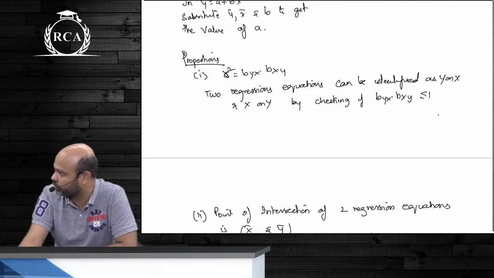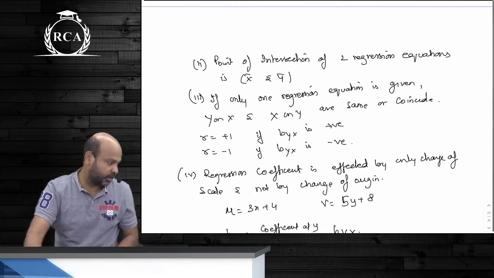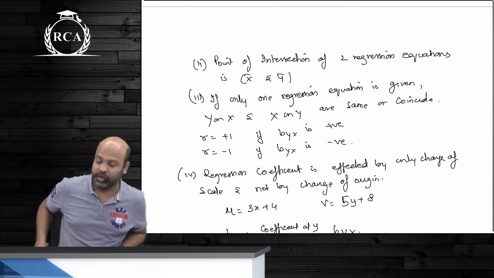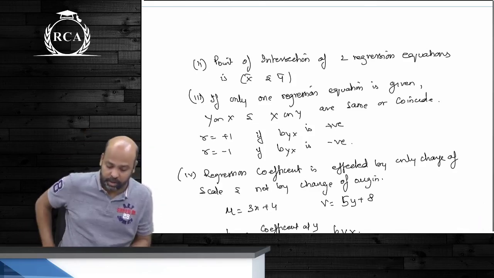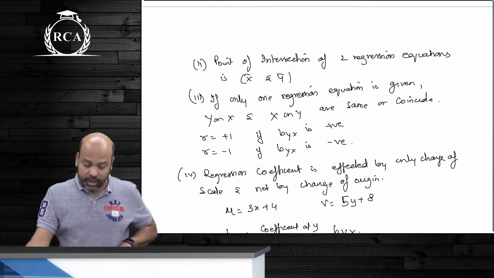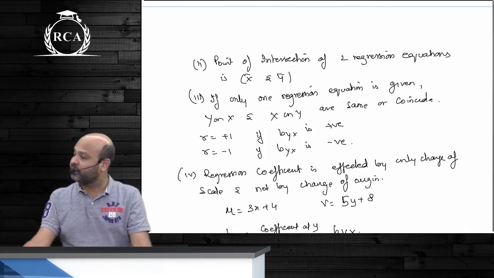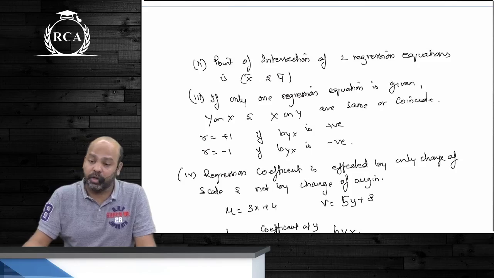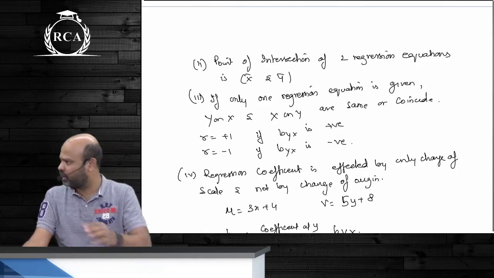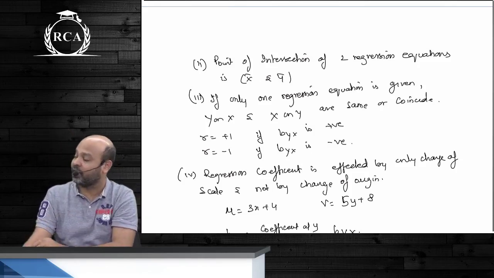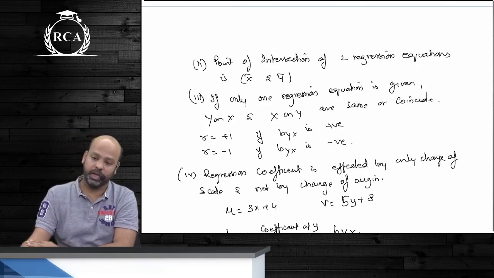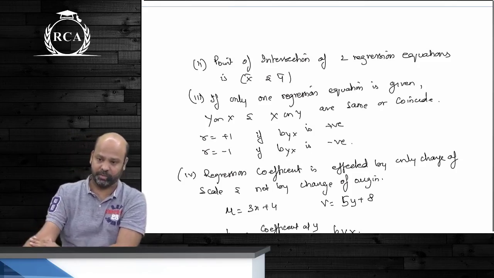Are we clear, guys? Next property, beta, is that the point of intersection of the two regression equations is x bar and y bar. And if there's only one regression equation given, guys, that means the regression equations as such coincide. There's only one line. That means r will either be +1 or -1. कैसे identify करोगे +1 है -1 है?